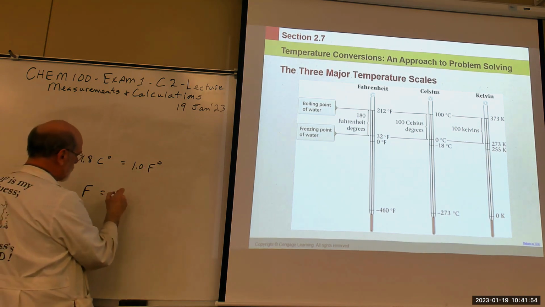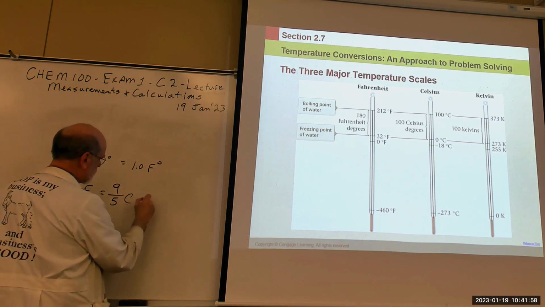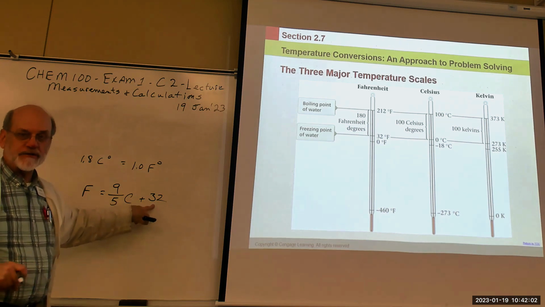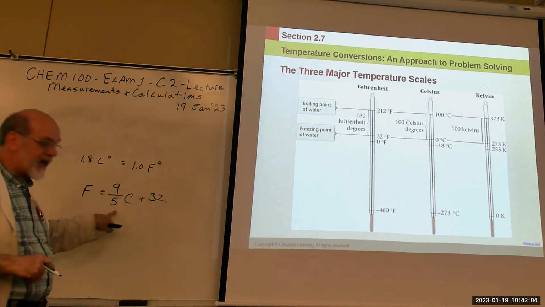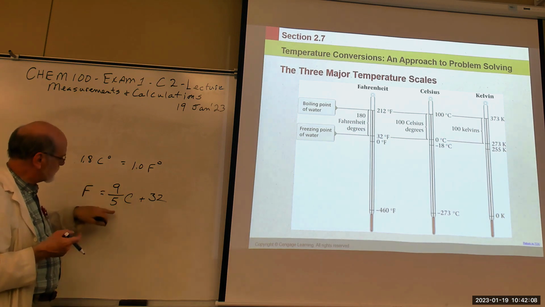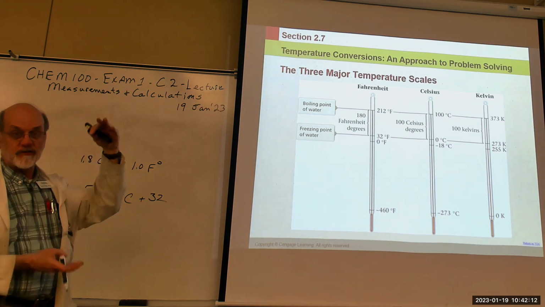Fahrenheit is equal to 9/5 Celsius plus 32. This accounts for the shift of the 0 point. This accounts for the size of the degree measurement. Because 1.8 times Celsius is equal to how many Fahrenheit degrees are in that interval.